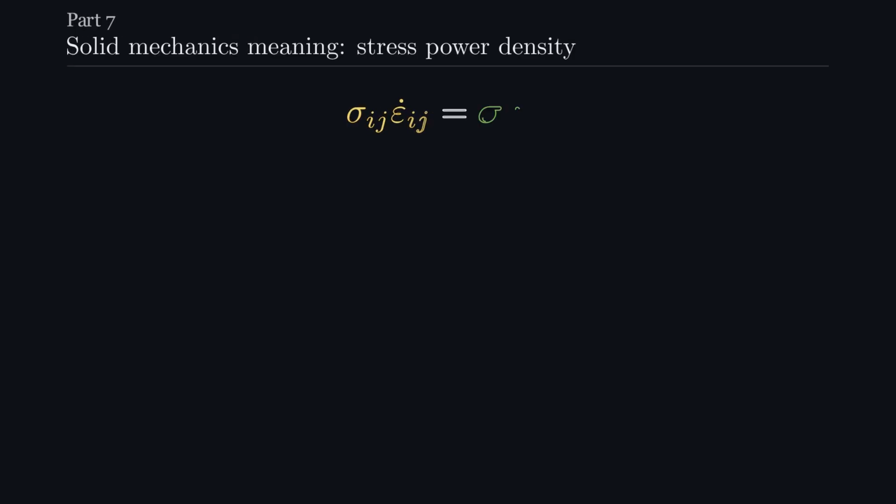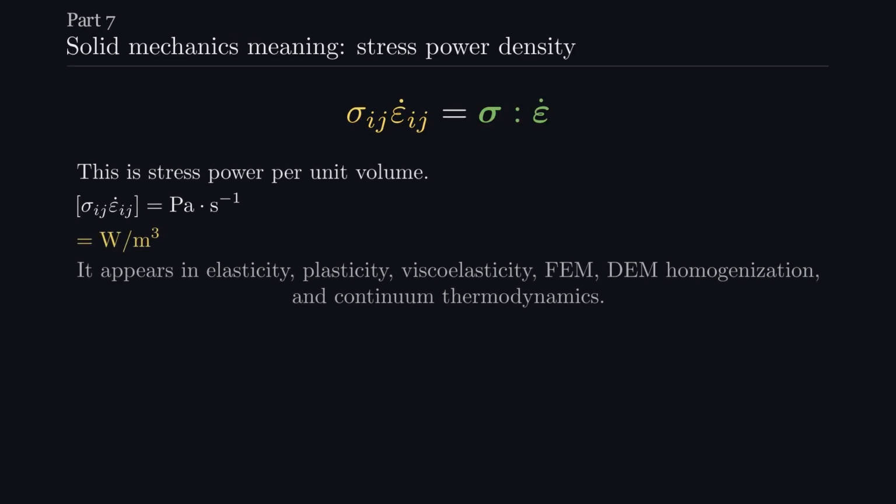In solid mechanics, the most important double contraction is sigma ij times strain rate ij. This is the stress power per unit volume. The units are Pascal times inverse second, which is watts per cubic meter. This quantity appears in elasticity, plasticity, viscoelasticity, finite elements, DEM homogenization, and thermodynamics of continua.